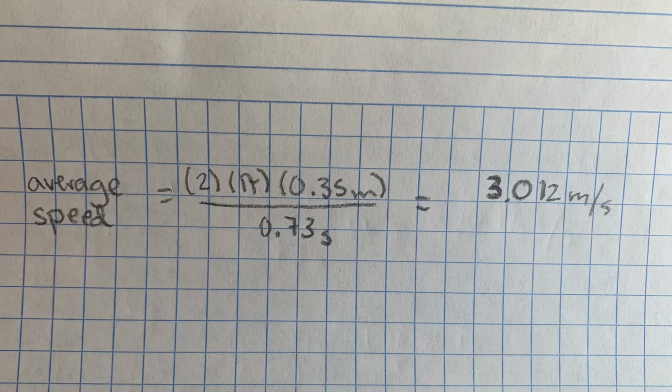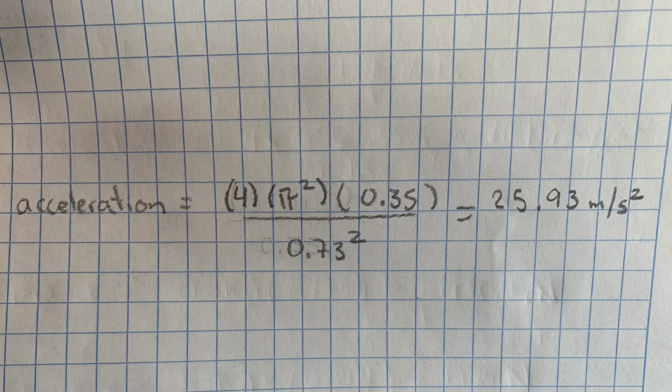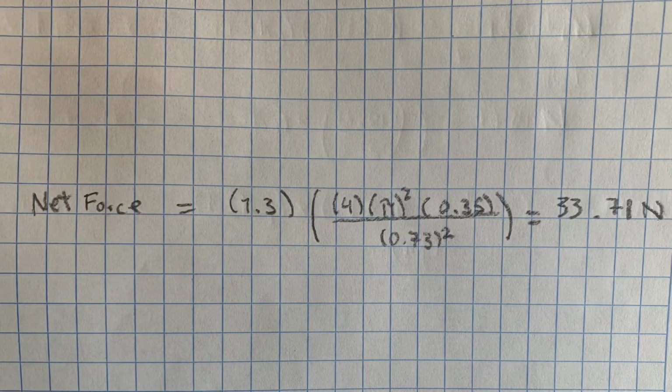Now that we have our period, we can solve our formula, which is average speed equals 2 times pi times radius over period. The result is 3.012 meters per second. We can obtain our acceleration with the given formula, which gives us a result of 25.93 meters per second squared. And last but not least, here is our net force formula, which gives us a result of 33.71 newtons.